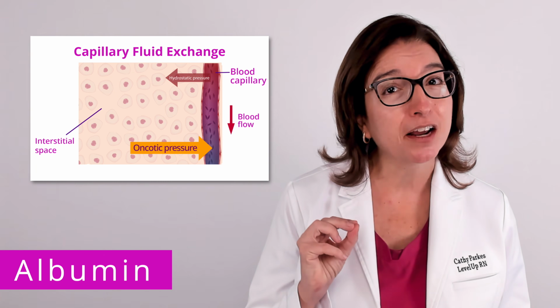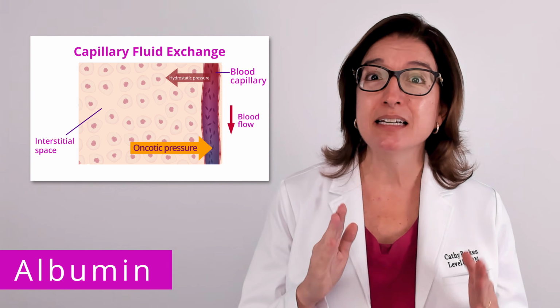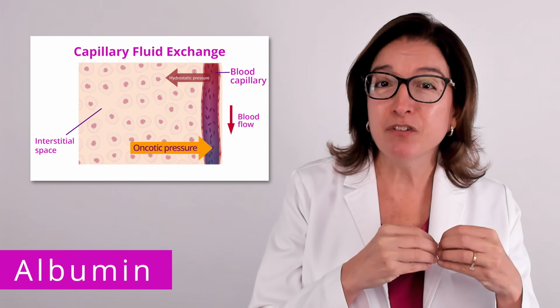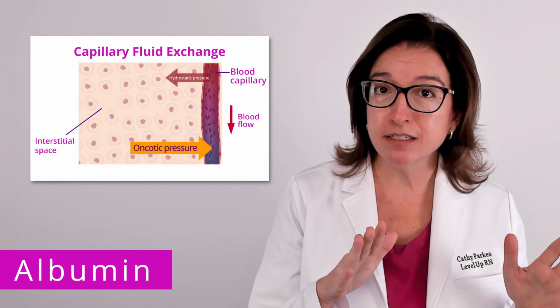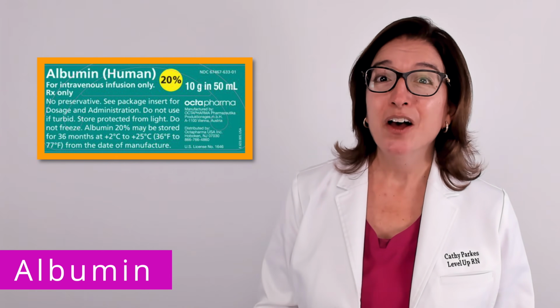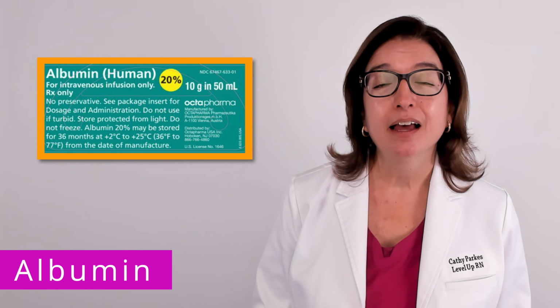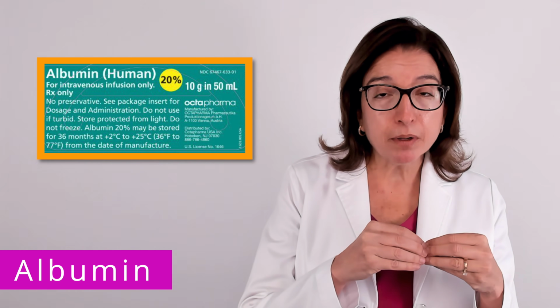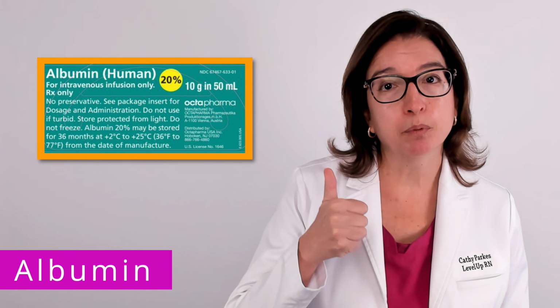Albumin is a protein produced by the liver, and it is the most abundant protein in the blood plasma. In addition to transporting substances throughout the body, albumin is crucial for maintaining oncotic pressure. So albumin's presence in the bloodstream draws water into the bloodstream and prevents fluid from building up in the surrounding tissue, causing edema. When administered as a medication, albumin acts as a volume expander, drawing water into the bloodstream, which brings up the patient's blood pressure.